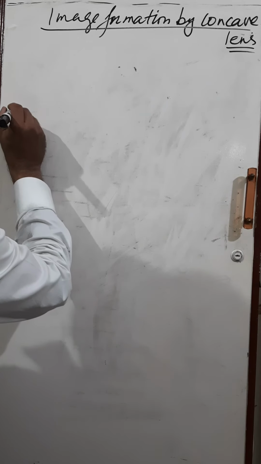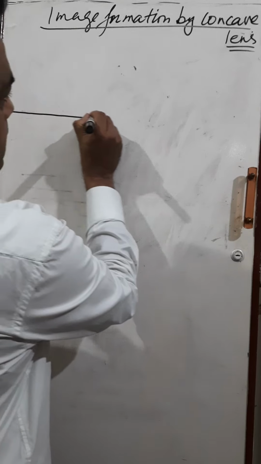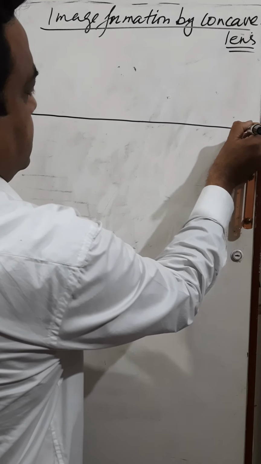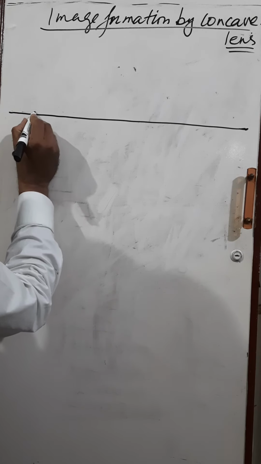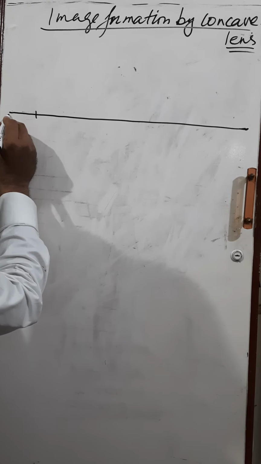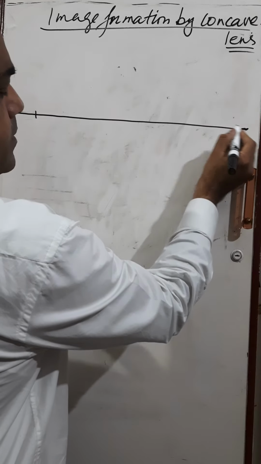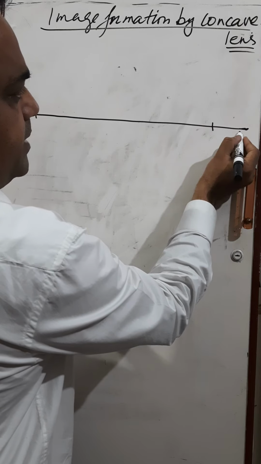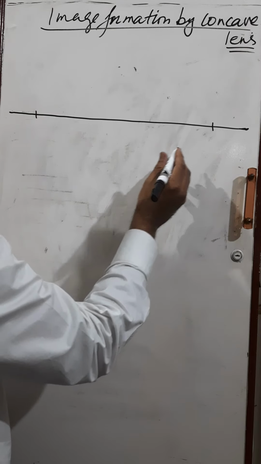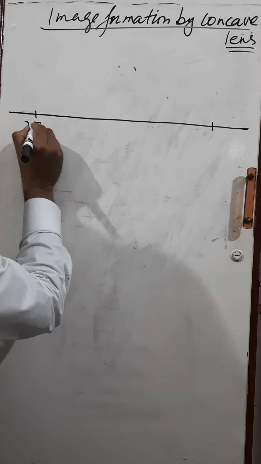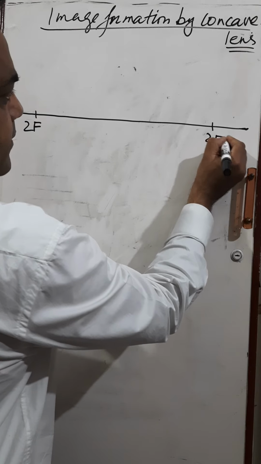Dear students, first of all, take a line segment of 14 centimeter length. Cut 1 centimeter from the left end and 1 centimeter from the right end, and we mark these 2 points as 2f, 2f.